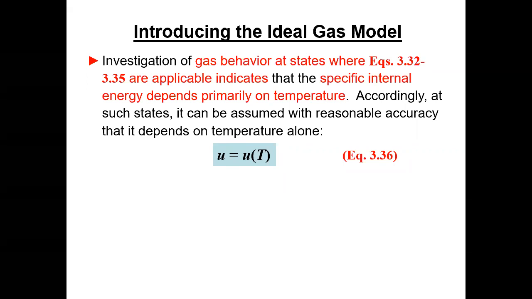Okay, so let's introduce the ideal gas law model and how we're going to use it in problem solving in Thermo 1. Investigation of gas behavior at states where those previous equations, the ideal gas law, are applicable indicates that the specific internal energy depends primarily on temperature. Accordingly, at such states, it can be assumed with reasonable accuracy that it depends on temperature alone. So this is a nice assumption that comes with ideal gas. So we'll see our internal energy is only a function of temperature. In reality, it is weakly a function of pressure.